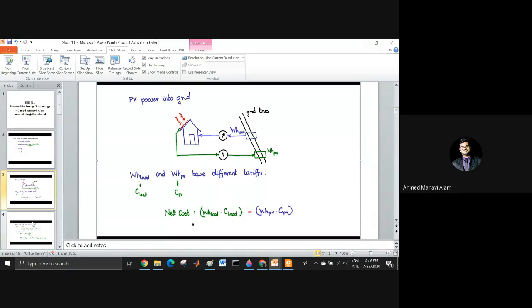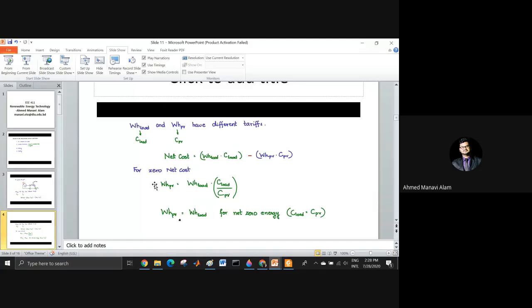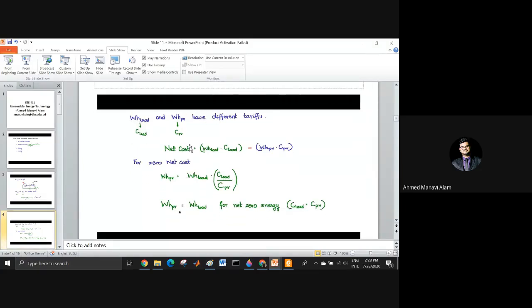So this is basic accounting. Now proceeding, what is the most ideal condition here? The ideal condition is zero net cost, when my net cost is 0. I don't have to waste a single penny. That is my ideal case. So net cost is equal to WH load, C load minus WHPV, CPV. I have said it earlier. For 0 net cost, this will be 0.